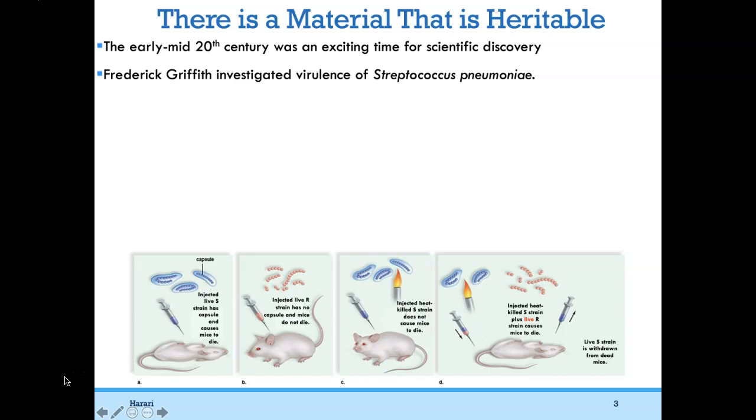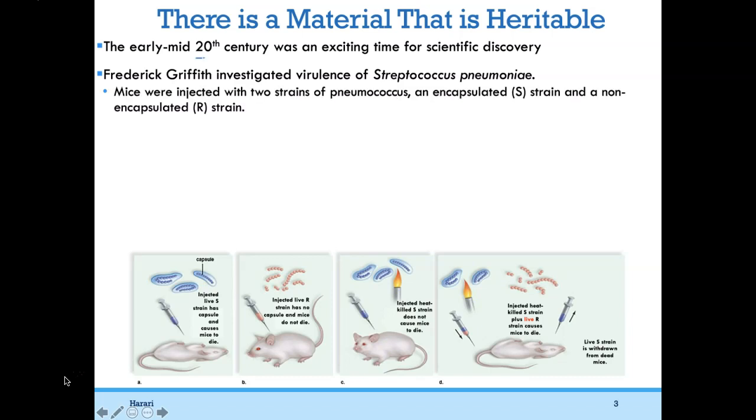He was investigating the virulence of Streptococcus, which is a type of bacteria that causes pneumonia. So he was studying this bacteria, and he was infecting mice with the bacteria. And there were two strains, specifically. There was an S strain that had a capsule on it, and there was a non-encapsulated strain that looked a little rough, so we call them the R strain. So we have two different strains, the S strain and the R strain.